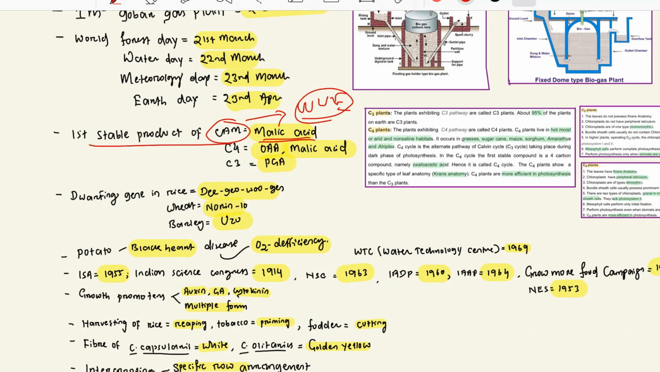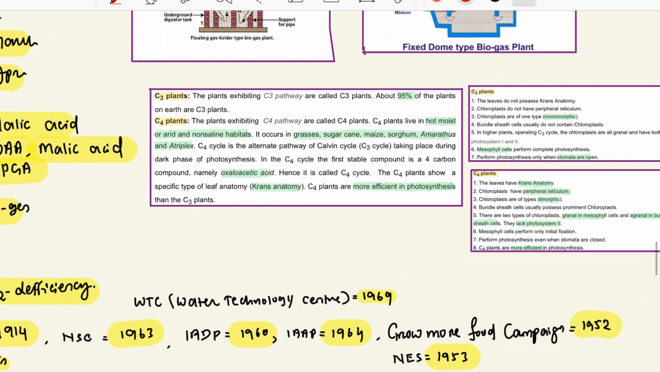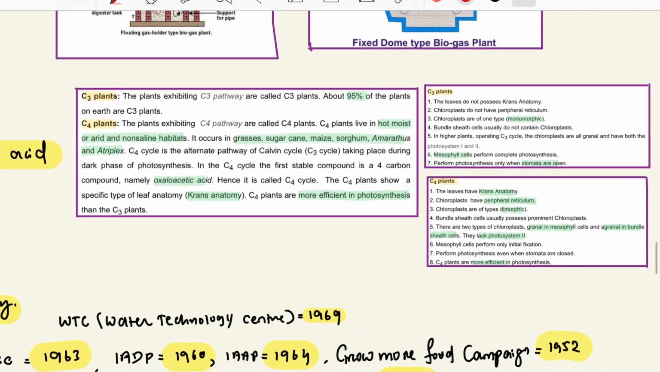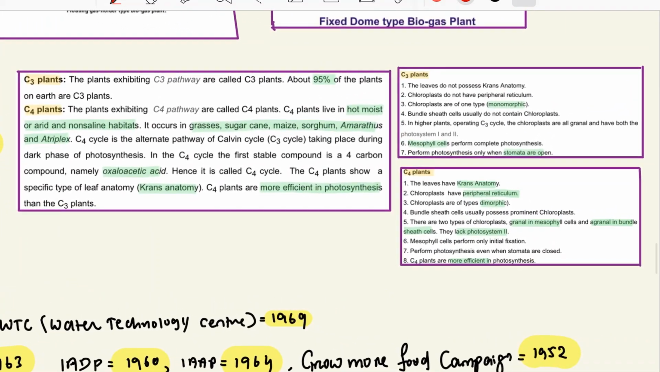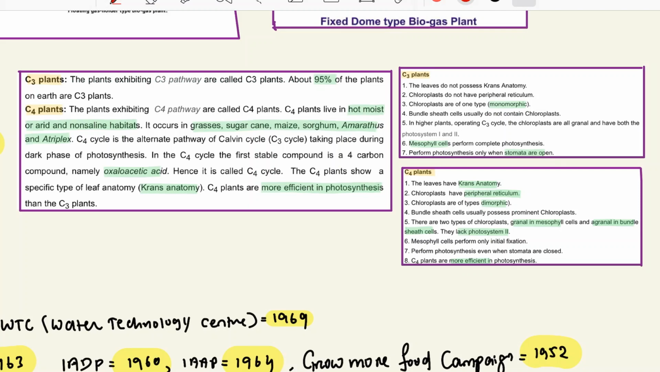Then C4 plants, the first stable product is oxaloacetic acid and malic acid, and in C3 plant the 3 carbon compound is PGA, phosphoglycerate. So these are also important from the exam point of view. Then the dwarfing gene. But before that there are some points you have to remember about C3 and C4, the differences.